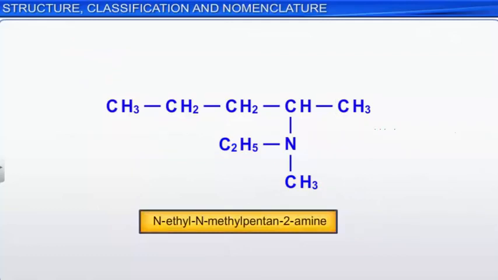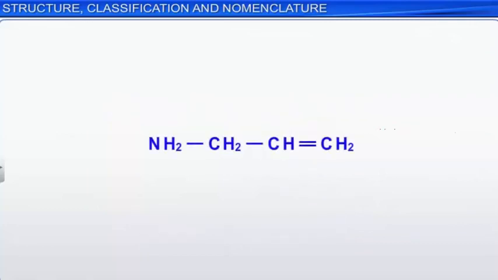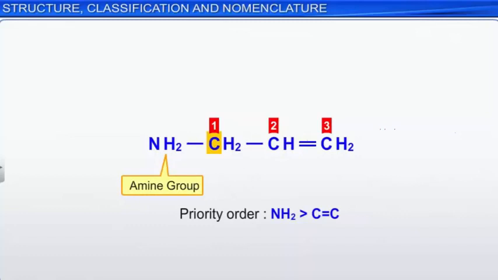In this compound, apart from the amine group, there is a double bond in the carbon chain. If a functional group and multiple bonds are present in the carbon chain, then the numbering should be done in such a way that the carbon bearing the amine group gets the lowest number. For example, alkyl amine is named prop-2-ene-1-amine.